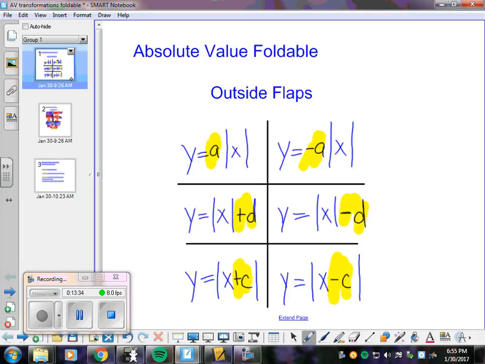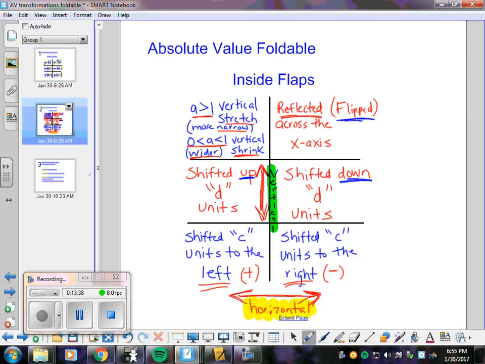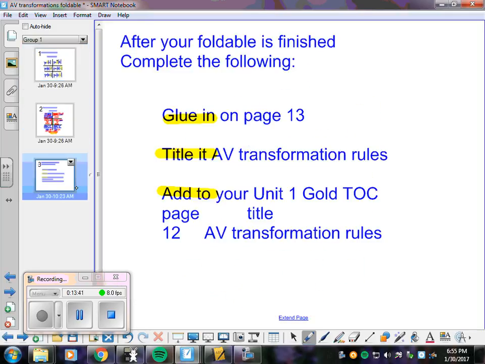So you have outside flaps, inside what it looks like, and then directions on how to finish it. If you need it rewound to see any different parts that you missed, have the sub go back, or if you're watching and listening on your Chromebook, then you can just rewind or pause when you need to. Okay, that finishes the foldable. Next, you have an activity to complete.